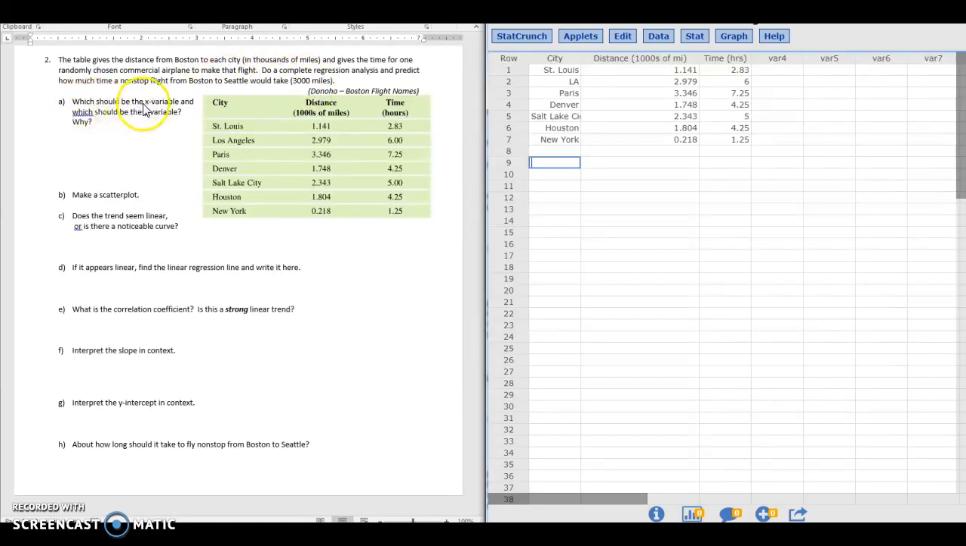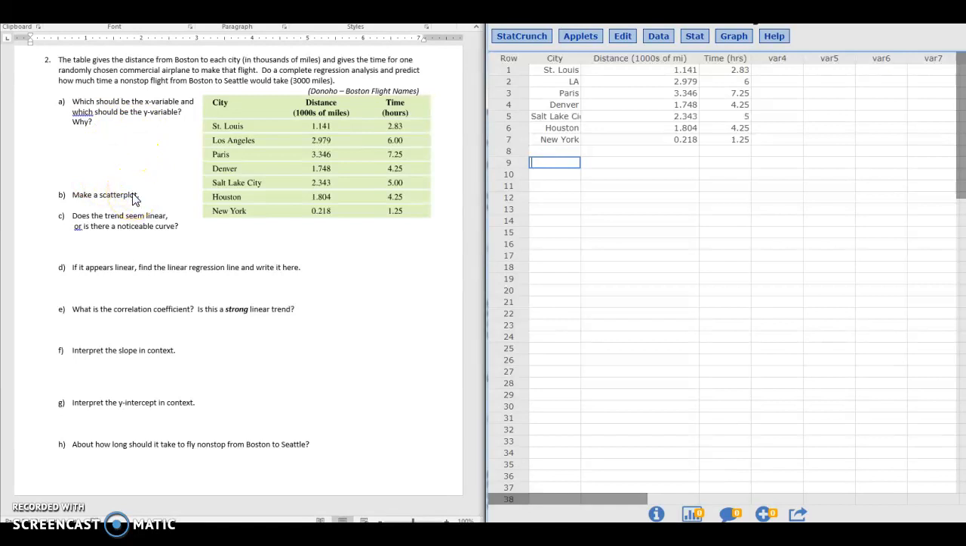First question, which should be the x variable and which should be the y variable, and why? Well, if you're given information in a chart, usually you're safe to say x is the first column, y is the second column. And there's another reason for that as well. We are trying to use distance to predict the time. So distance is going to be my predictor, or my explanatory variable, or my x. Time is what I am trying to predict. It's my response, so that is my y. So you can add that information right here.